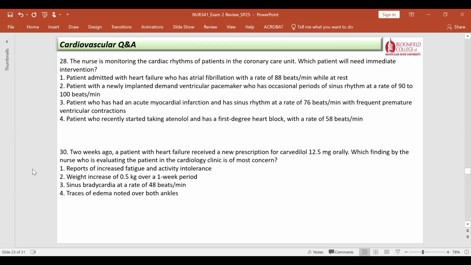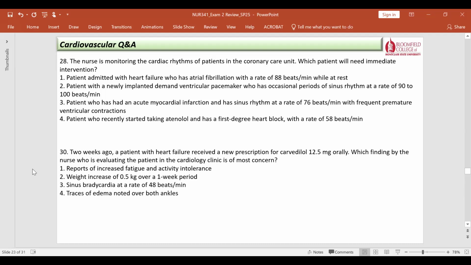Question 30. Two weeks ago, a patient with heart failure received a new prescription for carvedilol 12.5 milligrams orally. Which finding by the nurse validating the patient in the cardiology clinic is of most concern? Would it be 3? Why? Because it's a beta blocker and it can cause bronchospasm. Yes, so the answer is sinus bradycardia at a rate of 48.